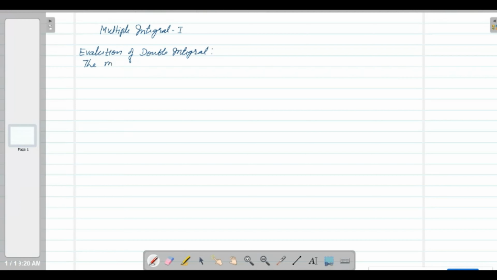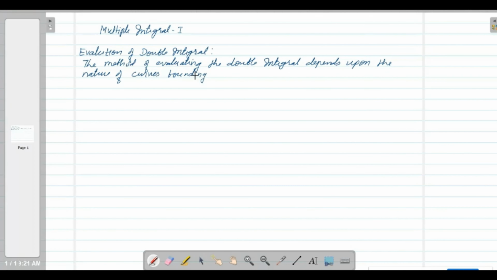The method of evaluating the double integral depends upon the nature of the curves bounding the region, say R, say capital R. Now see here, in that we will study the first case. Let us see the first one.